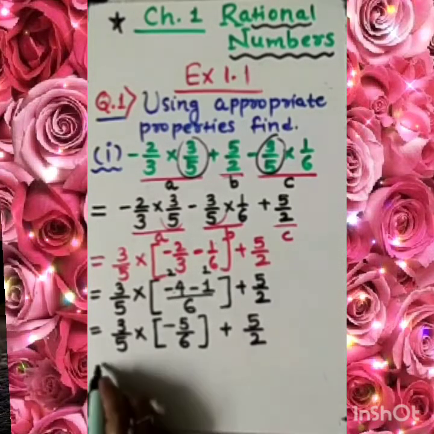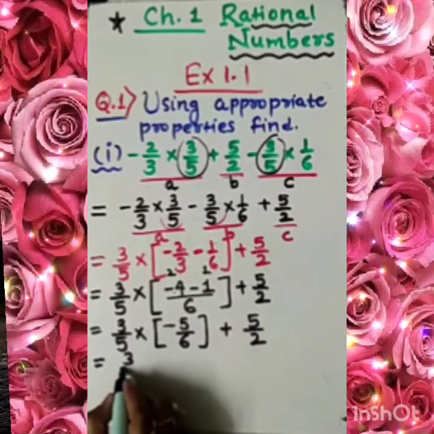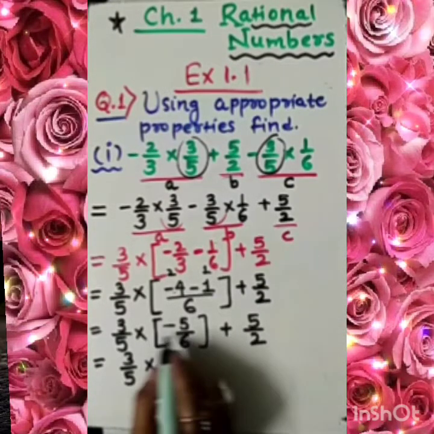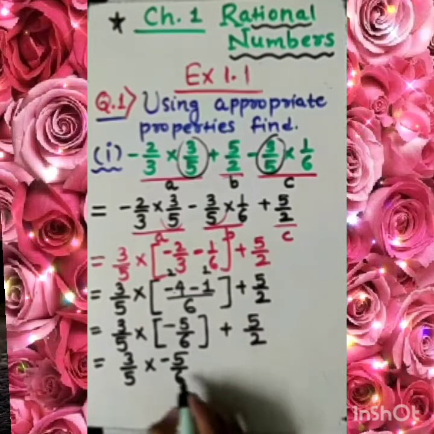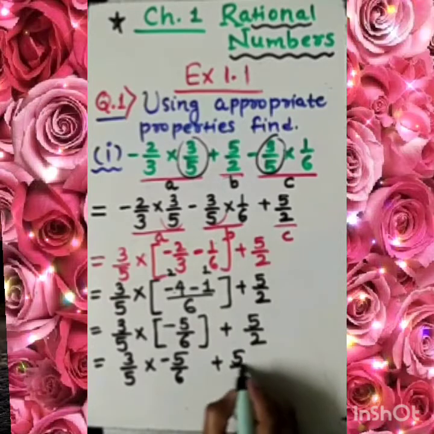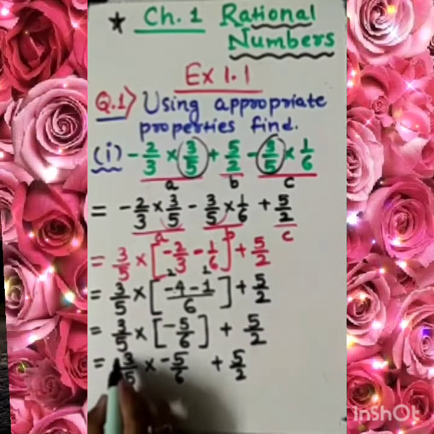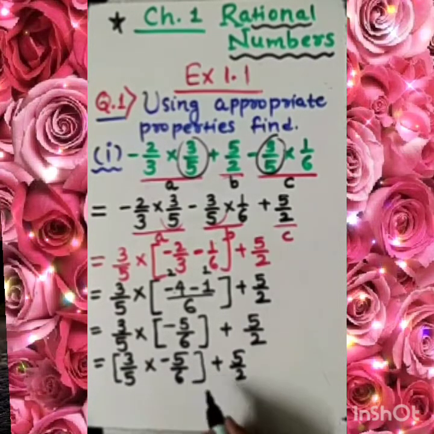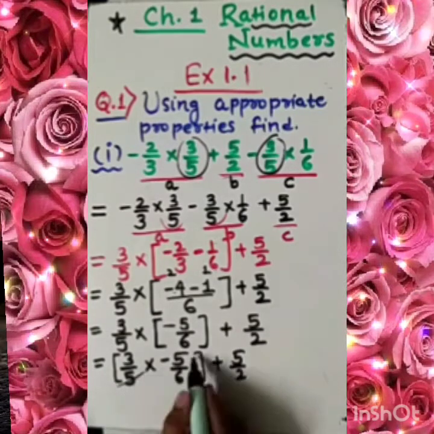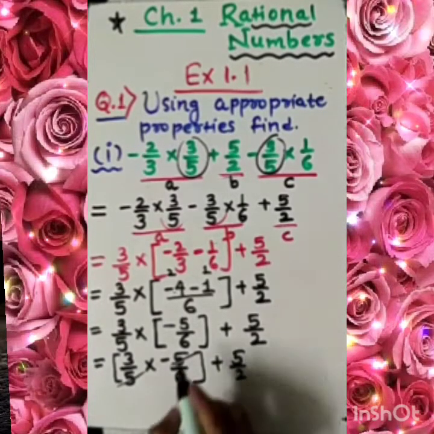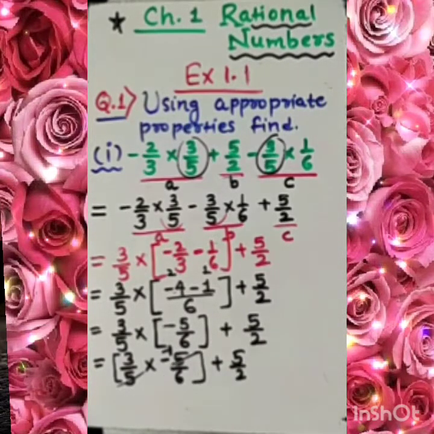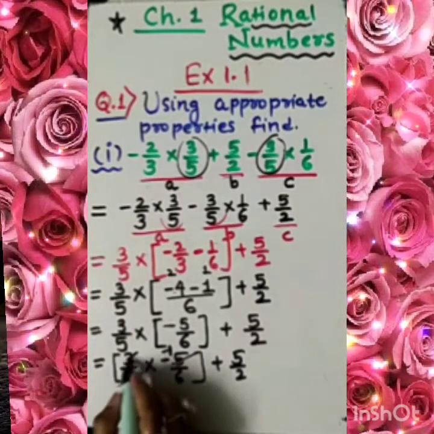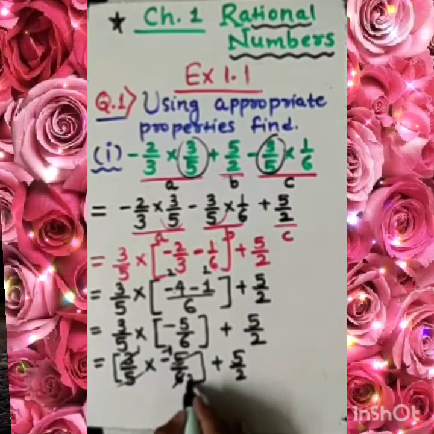Now let's simplify. I have here 3 by 5 and I am going to multiply because the product sign is there. So it is minus 5 by 6, and plus 5 by 2 I am keeping separate. First I am going to simplify these two terms. As we know, 5 will be cancelled, so minus 1 will be left in the numerator, and here 3 ones are 3, 3 twos are 6. Okay, so here it will be 2.